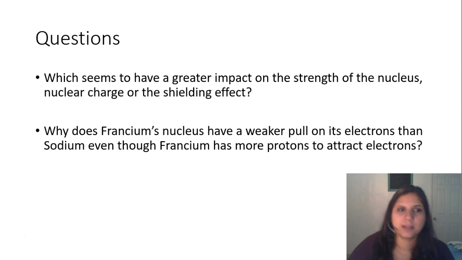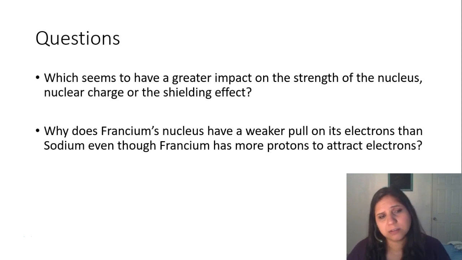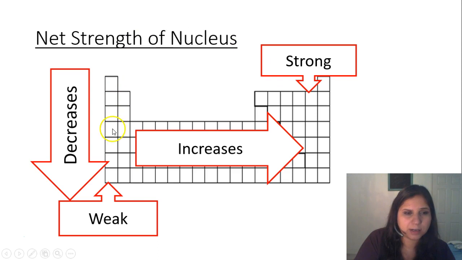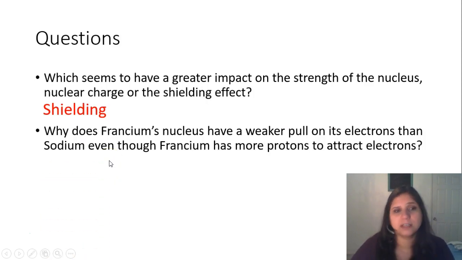nucleus. All right, so which seems to have a greater impact on the strength of the nucleus, the nuclear charge or the shielding effect? Well, if you look at nuclear charge, as we go down a group, this increases in nuclear charge, but the strength of the nucleus is actually decreasing. So that means that shielding is playing a bigger role on the strength of the nucleus, the net effect of that.